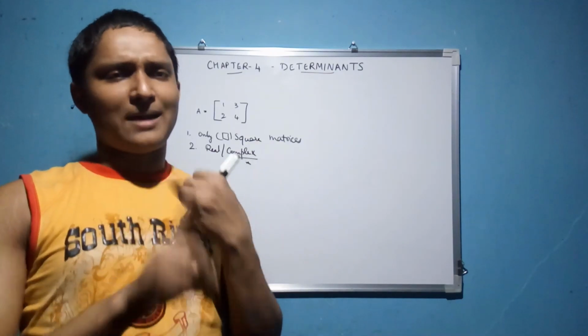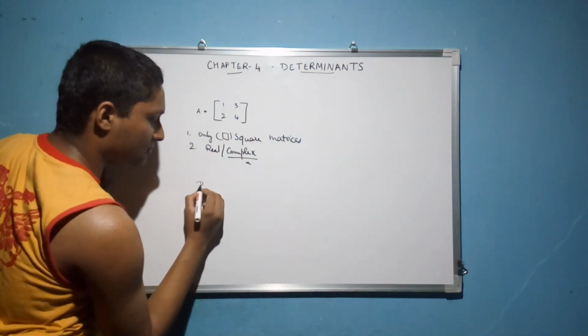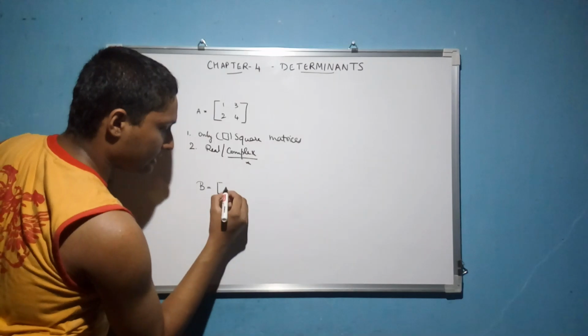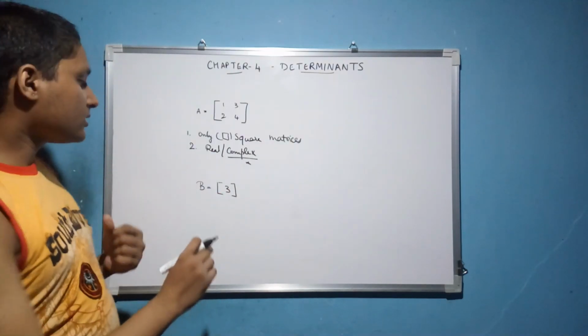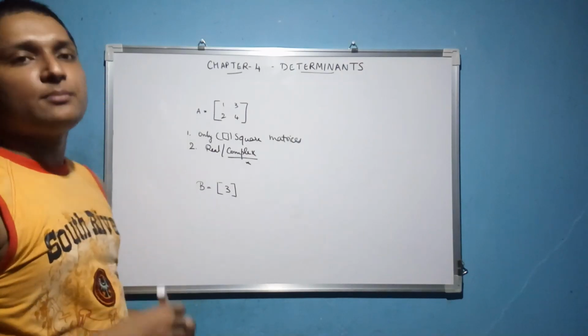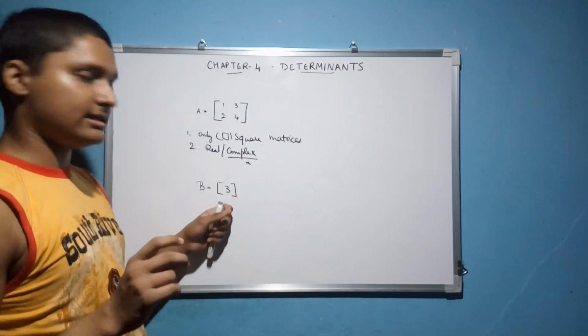Order 1 is not at all applicable, but I'll just tell what it is for order 1. So let me mark this and maybe I'll write 3 here. This is just an example. So B is a square matrix of order 1. Therefore only one element is present over there, that is 3.